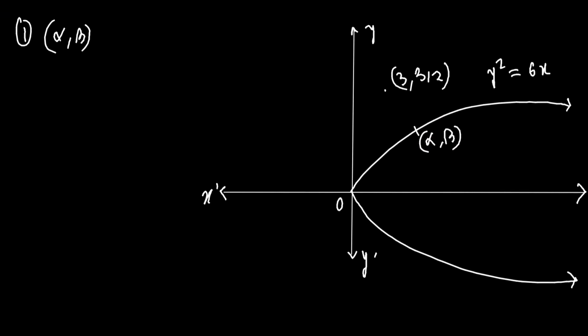As you can see here, if alpha comma beta is the shortest distance from the point 3 comma 3 by 2, it should be the perpendicular distance, no, because we know that the perpendicular distance is the least distance. So that is the perpendicular distance, that is, the normal is passing. This is the distance.